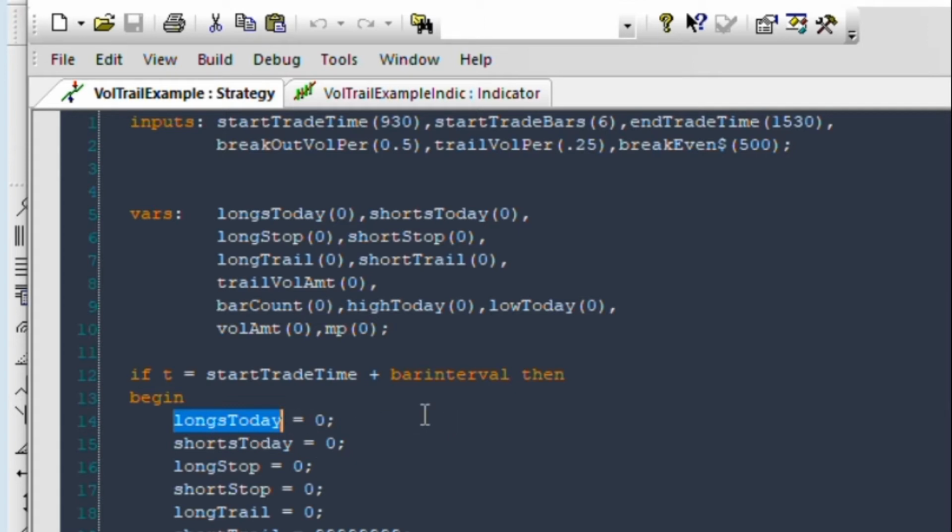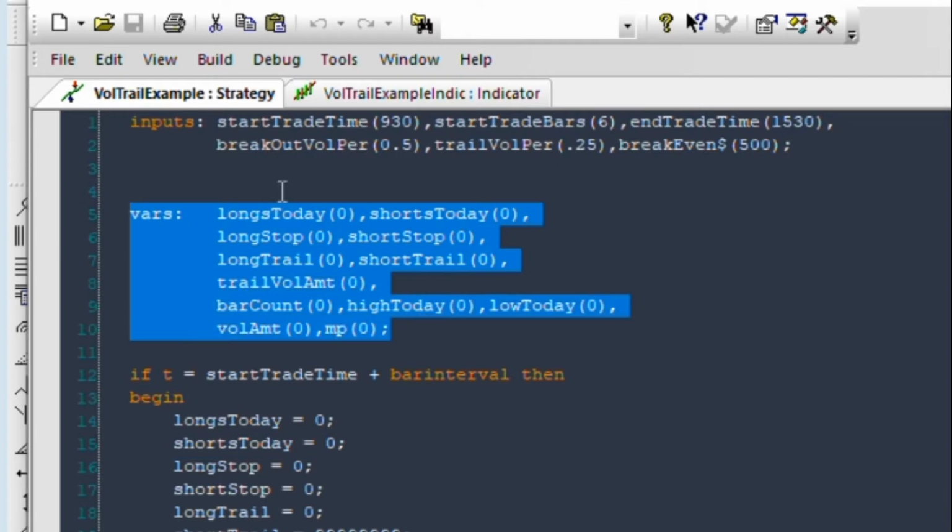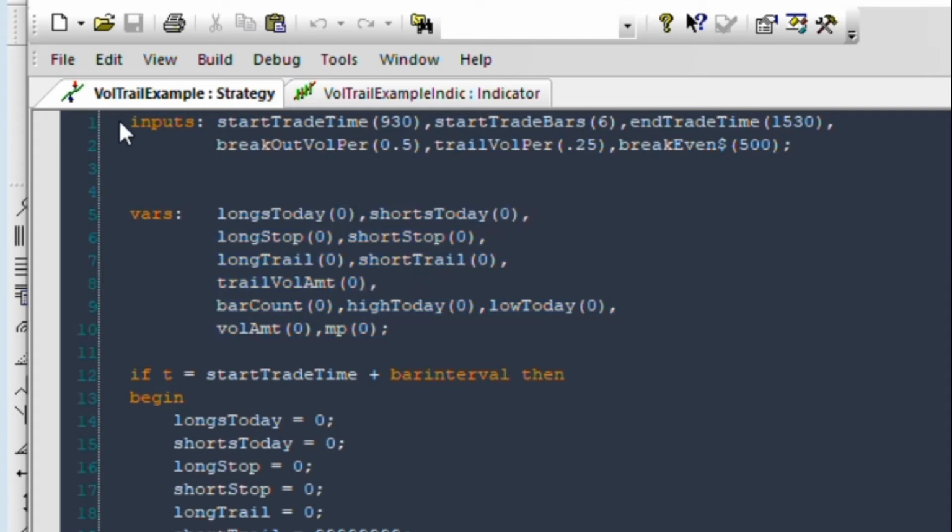Like longs today makes sense. Longs today is how many times have I gone long today. Shorts today is how many times I've gone short today. So basically, I program this stuff on the fly, and then I go back and I fill in the var section here with my variable names that I have used, and any values that I need or would like the user to modify or optimize, I put in as an input. That's all there is to it.